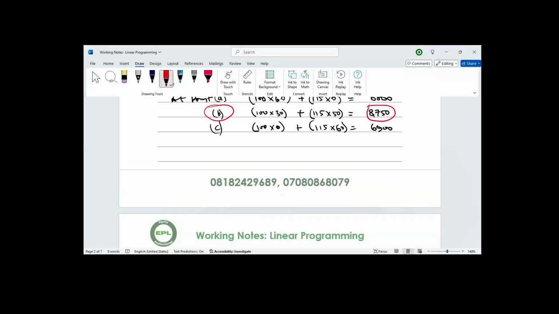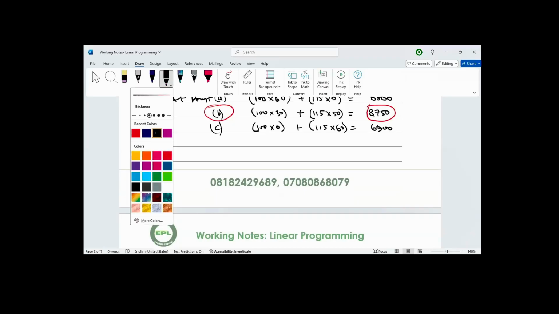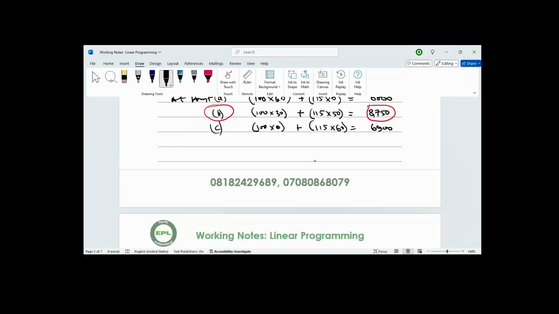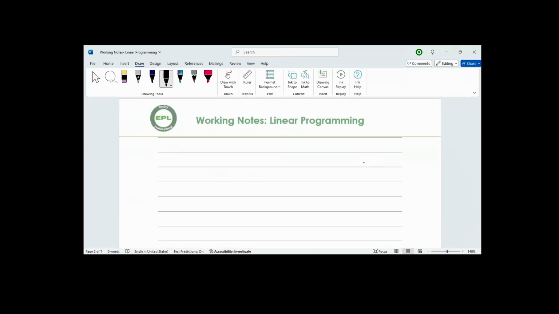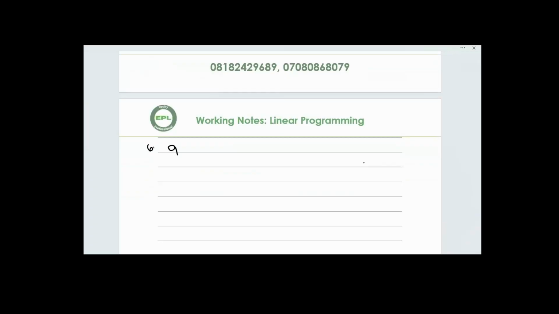So at this point, the next thing we need to do is to determine the optimal production plan. Step 6, optimal production plan.